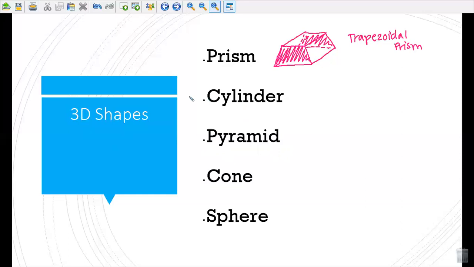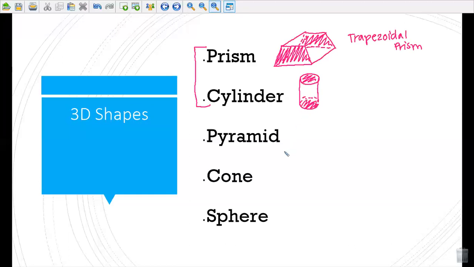A cylinder kind of goes with a prism. A cylinder is like a circular prism. There are no rectangles, but I do have 2 congruent and parallel bases. Dotted lines are struggling, but my bases are circles, always. So there's a base and then there's my other base.